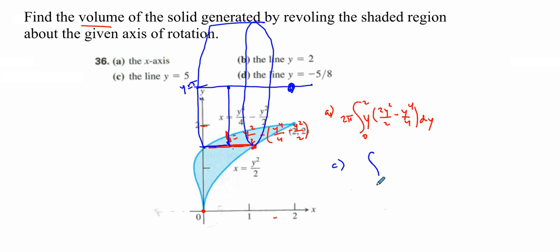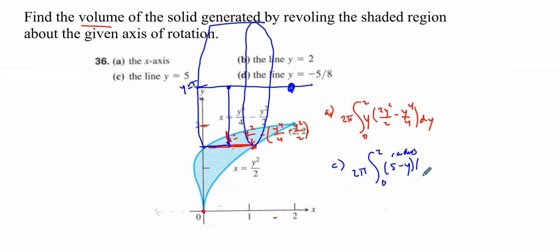So what we have then is 2 pi. Our radius is no longer y, because this length from here to here is any y value from 0 to 2. So it's going to be still 0 to 2, but we're going to take 5 minus whatever the y value is. That's what's going to give us our radius.